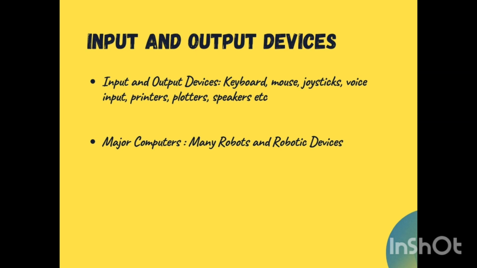Which type of input and output devices were used? Joysticks, keyboard, mouse, printers, plotters, voice input, speakers, etc. And which major computers were used? Many robots and robotic devices. So these are all the generations of computers we have covered.